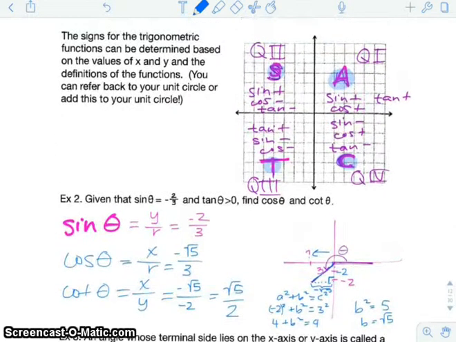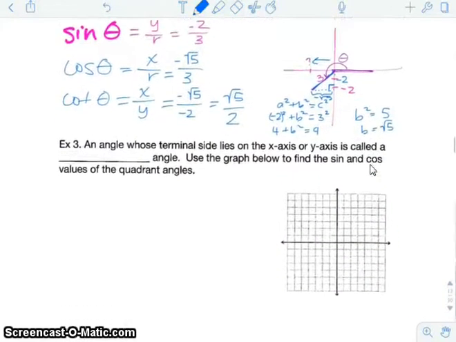When we're talking about this piece right here, and we're talking about ASTC, the reciprocals are true as well. So in the second quadrant where sine is positive, so is cosecant. In the third quadrant where tangent is positive, so is cotangent. In the fourth quadrant where cosine is positive, so is secant. It's just the reciprocal. So the signs for the reciprocal and the original function are the same.